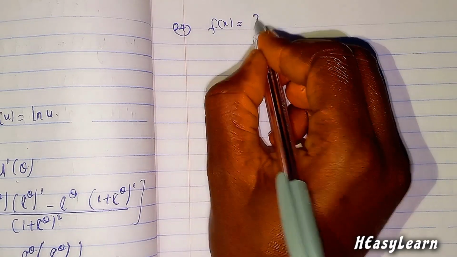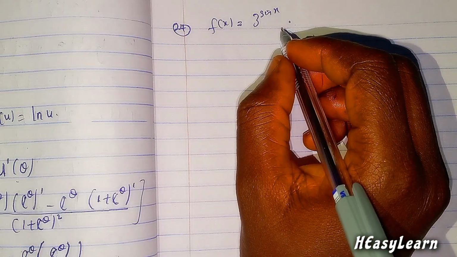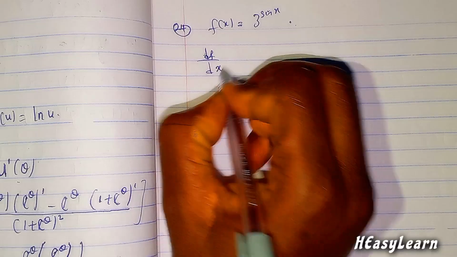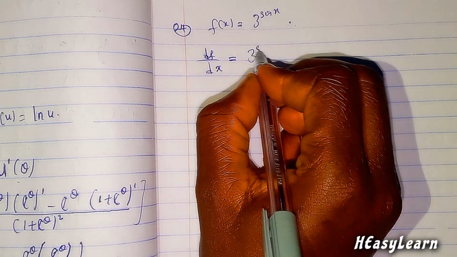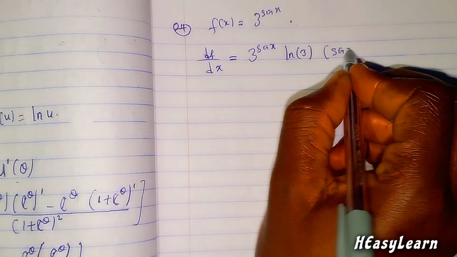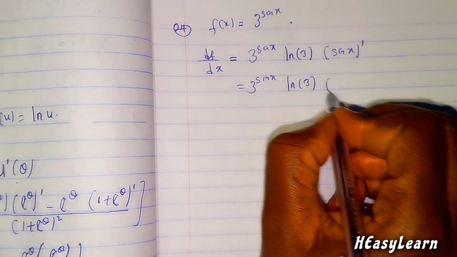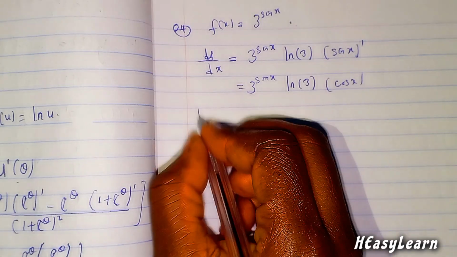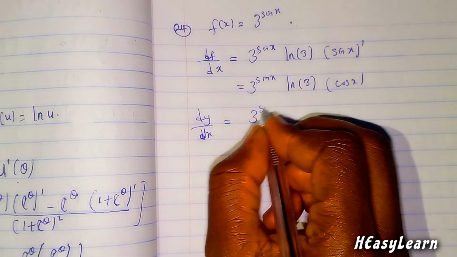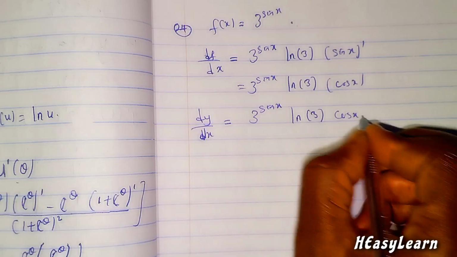Given f of x equals 3 to the power sine x, this is an exponential function. In this case, how do we find the derivative of this function? The f prime of x is equal to keep the function, ln of the base, multiplied by the derivative of the power. This is 3 to the power sine x, ln 3, cos x by first principle. The derivative of this function is equal to 3 to the power sine x, ln 3, multiplied by cos x.